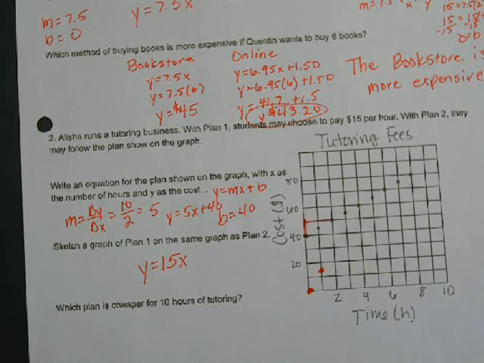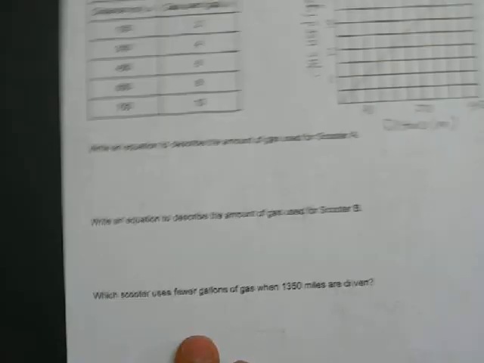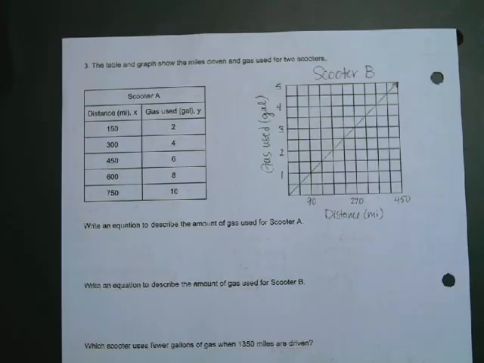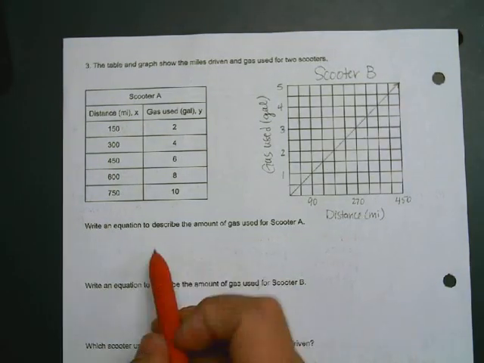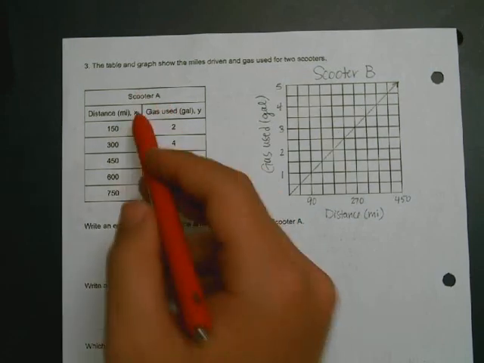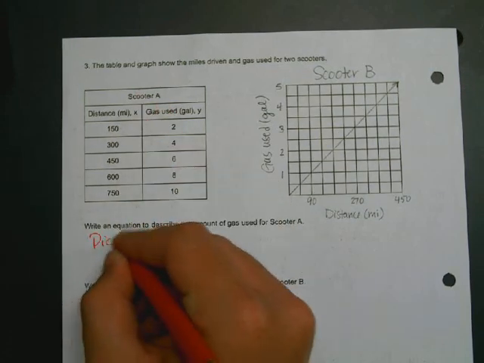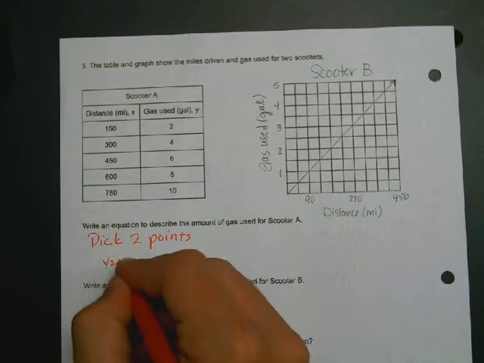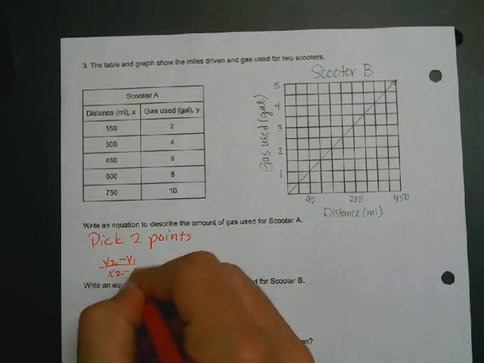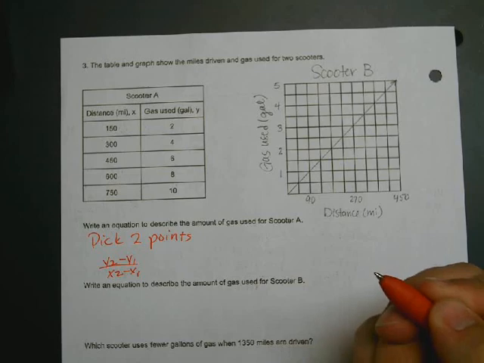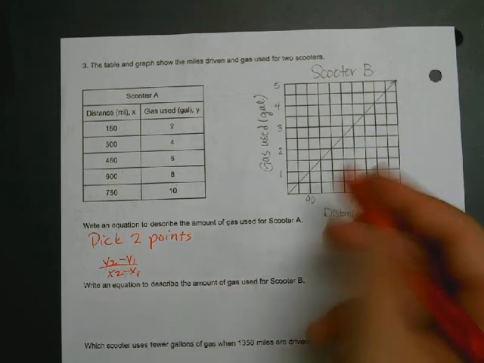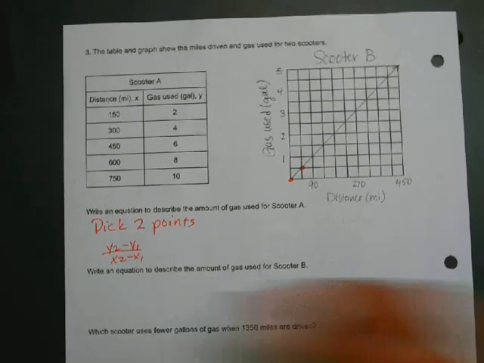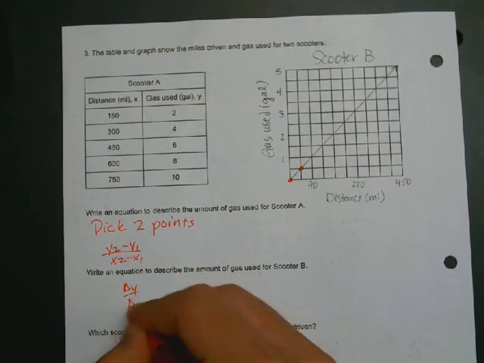Okay. Looking at the back side, the table and graph show the miles driven and the gas used for 2 scooters. So again, you've got to write an equation to describe the amount of gas for scooter A. So there, pick 2 points and use y2 minus y1 over x2 minus x1. Okay? Write an equation for B, so same thing. Pick 2 points. There's 2 points right there, pretty simple. And then do change in y over change in x, and then answer the question below.